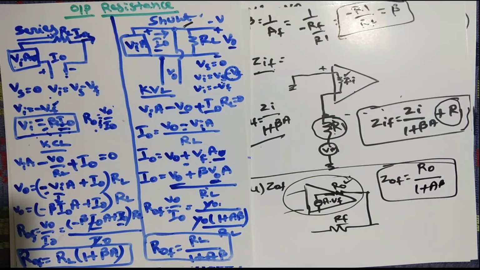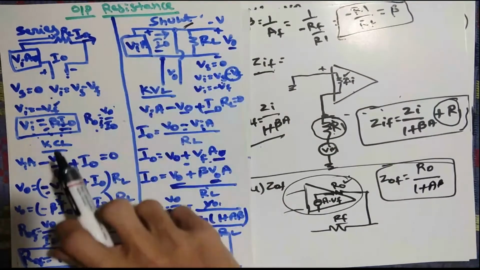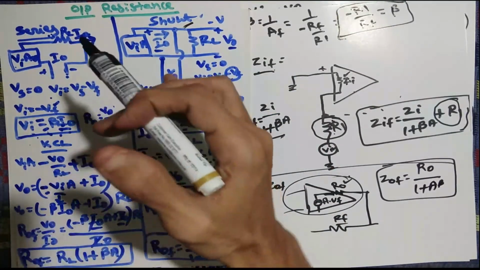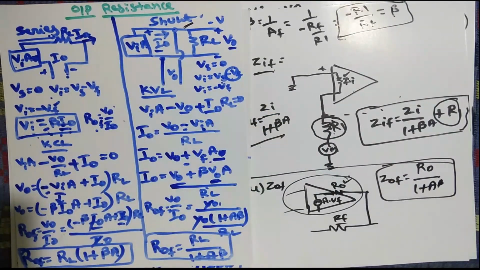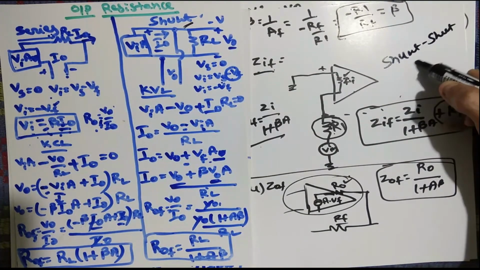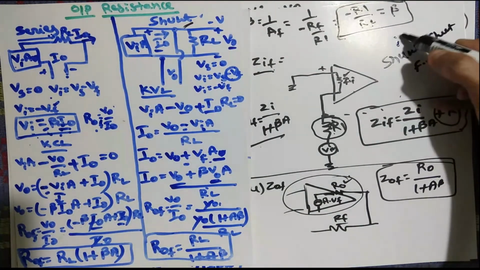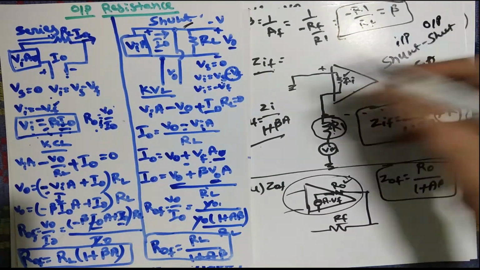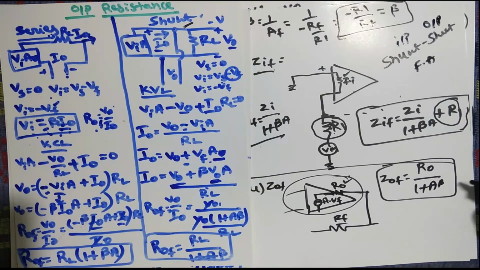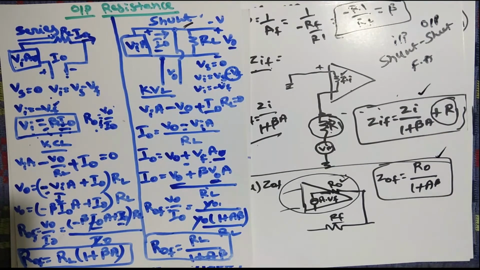So always remember the output resistance and input resistance, series, shunt; practice this one well, and according to that you can apply it here. So this is nothing but a shunt-shunt feedback amplifier. So input is also shunt and output is also shunt. So input resistance you have to take as shunt, and output resistance also you have to take as shunt. So these are the equations you got.